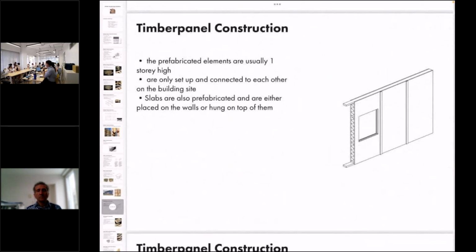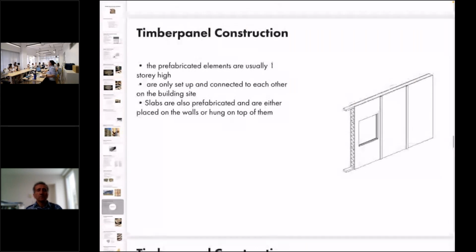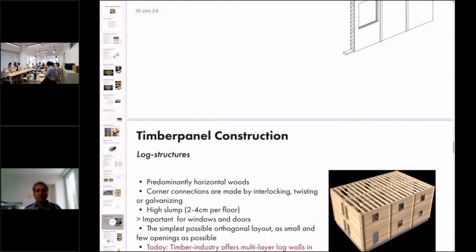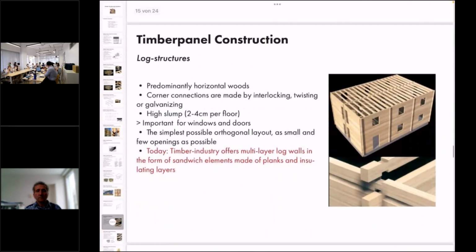And we are moving on to the timber panel construction. Those are prefabricated elements and pretty much like the frame structure, but the difference is that it's not on site, and there is insulation in those elements, and the openings are pre-cut, so they will be transported to the building site, and there they only will be built up. There is a timber panel construction.